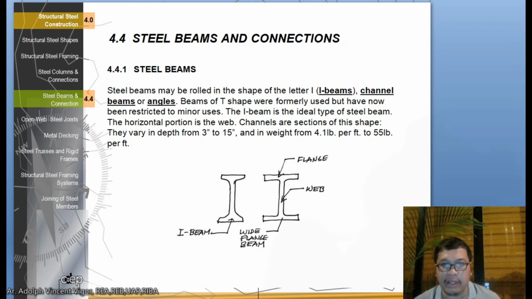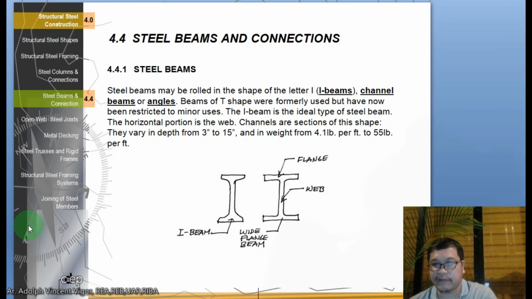Steel beams may be rolled in the shape of the letter I, so that's what you call an I-beam. If you look here, this is what an I-beam looks like. Channel beams or angles, beams of T-shape were formerly used but have now been restricted to minor uses. The I-beam is the ideal type of steel beam. The horizontal portion is the web. Channels are sections of this shape. They vary in depth from 3 inches to 15 inches and in weight from 4.1 pounds per square foot to 55 pounds per square foot.